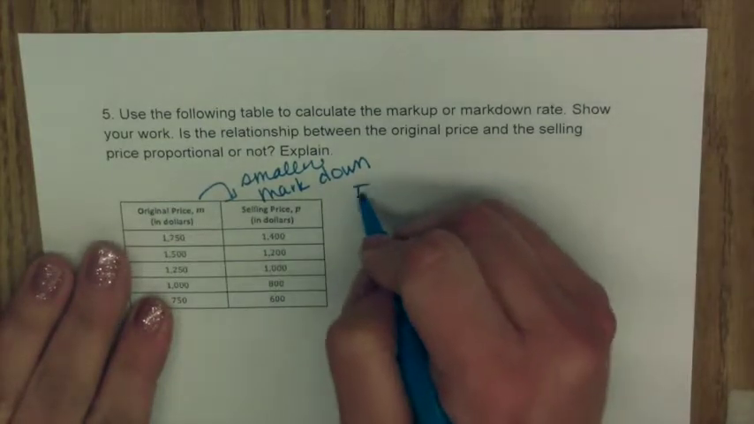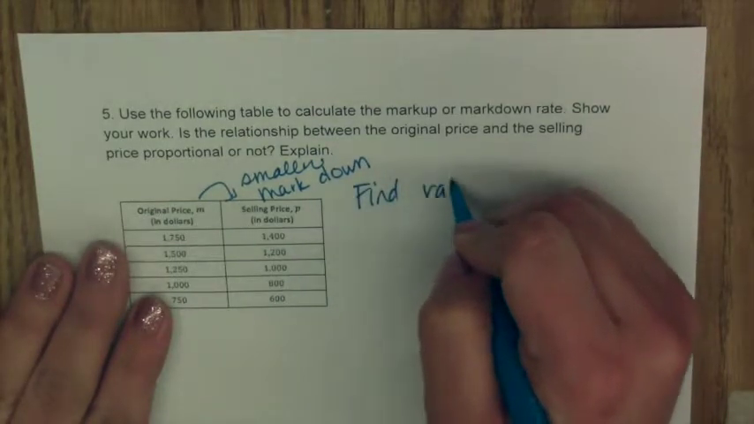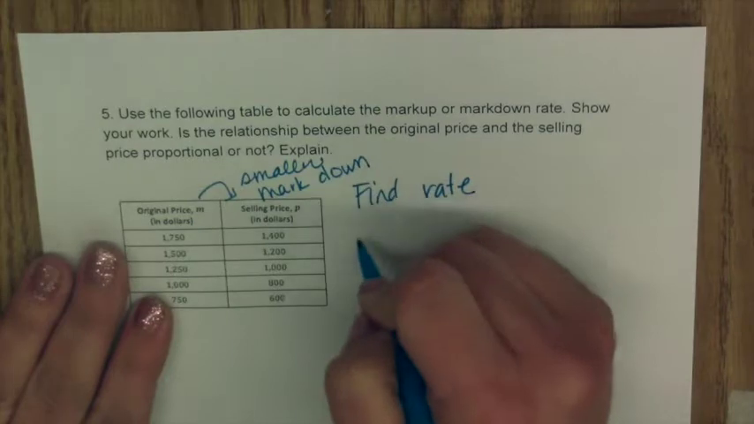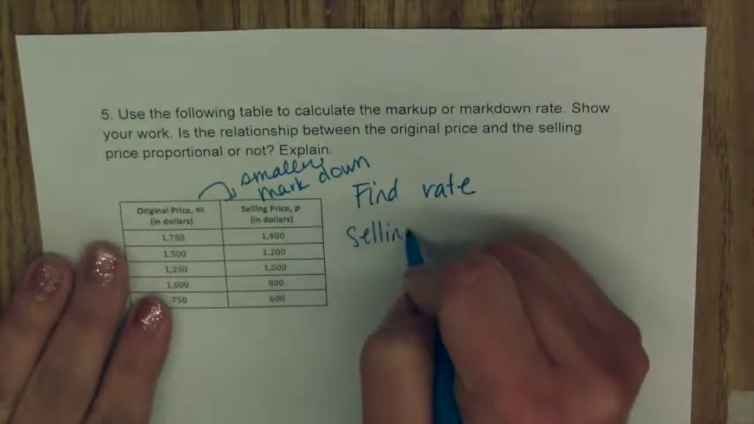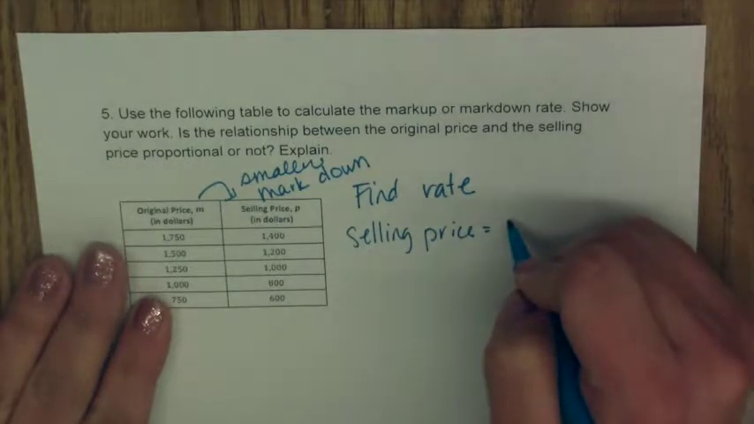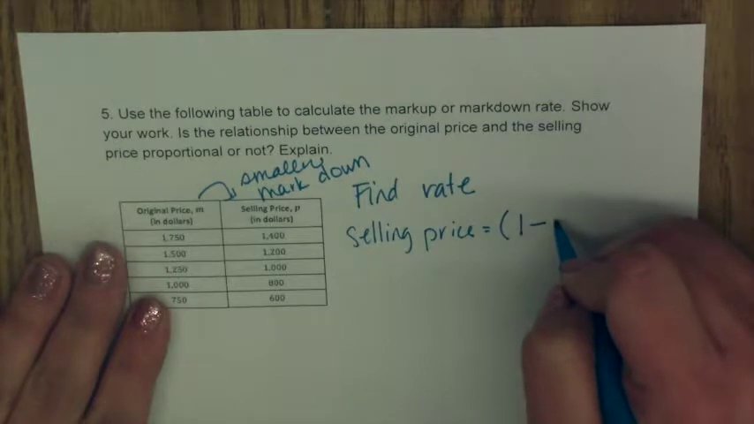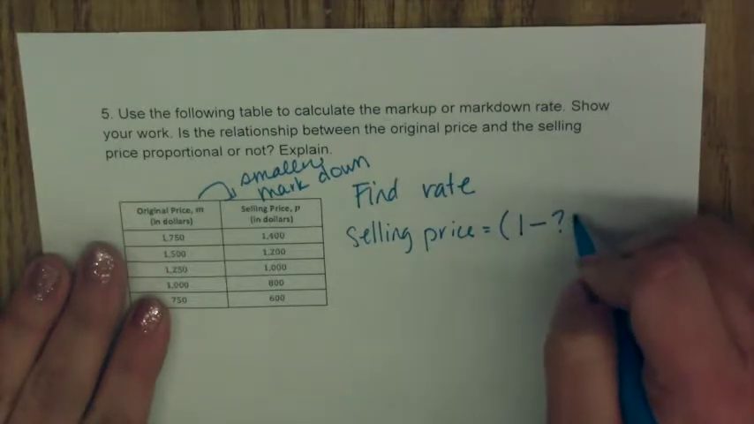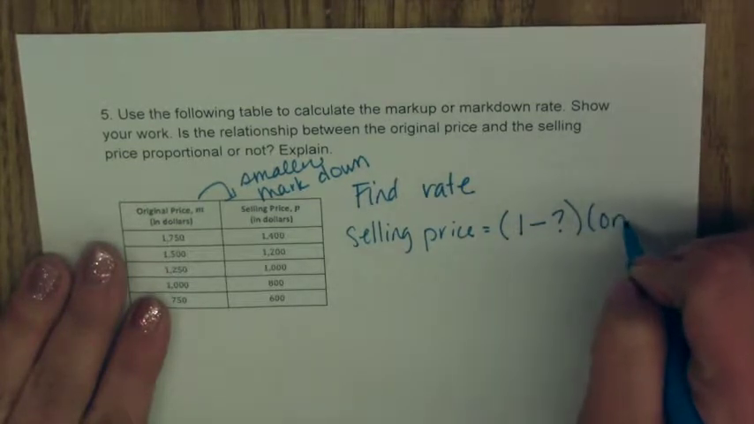All right, so we're looking to find our rate. So to find our rate, we take our selling price, and then let's figure out if we paid everything in percent, it would be 1 minus whatever that discount amount is times our original cost.